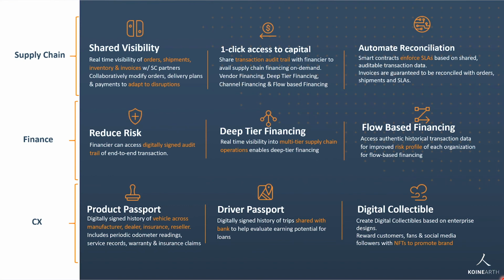In finance, we see applications in the ability to reduce the risk for the lender and enable new kinds of financing, for example, deep tier financing, not just for the tier one supplier, but also for the tier two supplier, and offering flow-based financing, again converting data into an asset which can be used to build a risk model and enable flow-based financing. And finally, passports, the idea of enterprise NFTs or passports which can be issued for products or drivers or even digital assets that the enterprise might hold. Several applications become possible once you start thinking about cross-enterprise digital platforms.